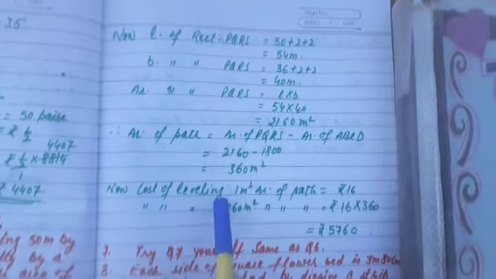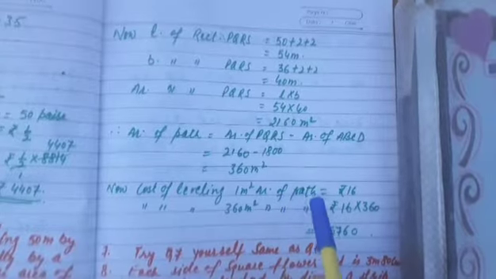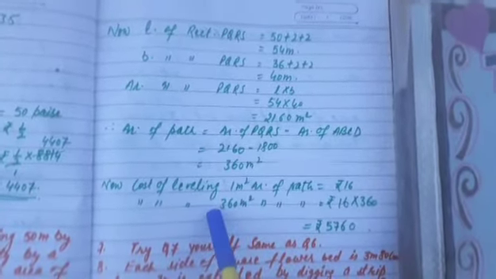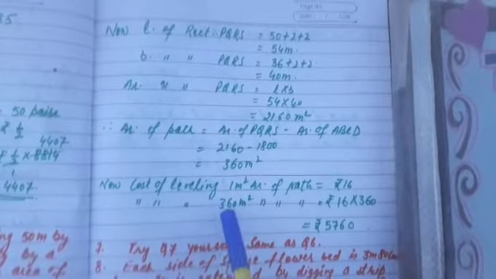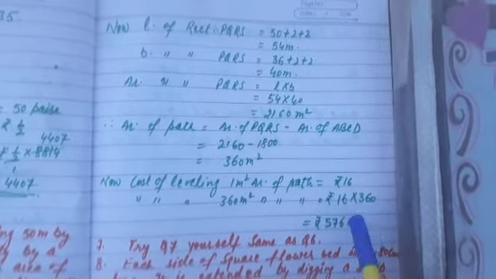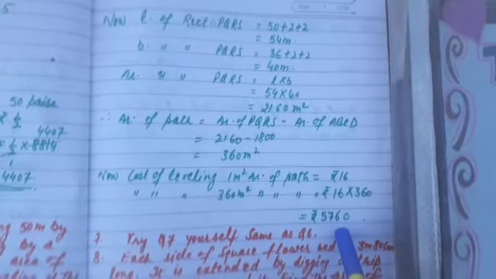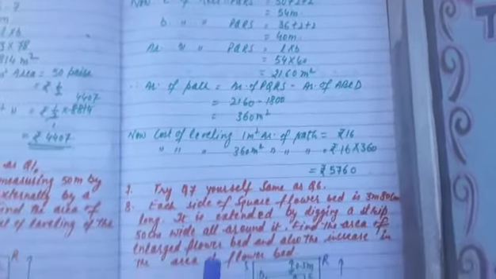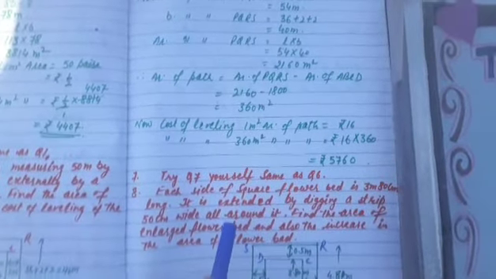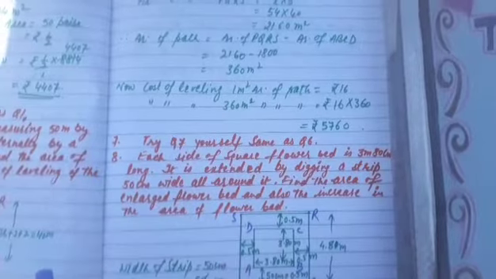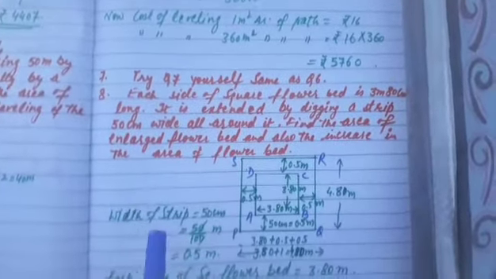Now the cost of leveling 1 meter square area of path is rupees 16. Therefore, the cost of leveling the total area, that is 360 meter square, after multiplication we get rupees 5760. It is the total cost of leveling the path. Question number 7 is the same and simple as question number 6. Question number 8 we are doing.